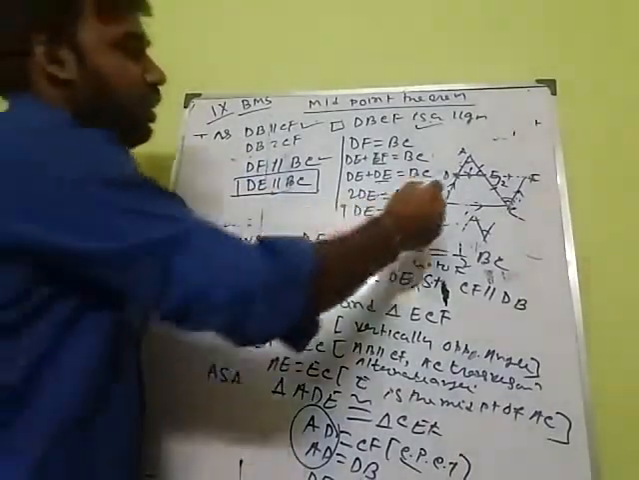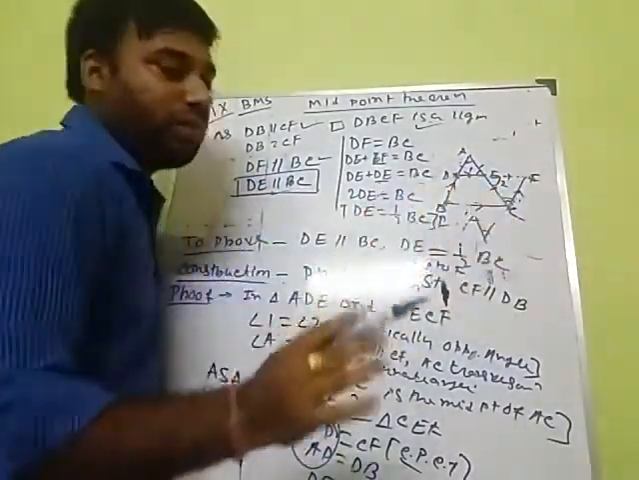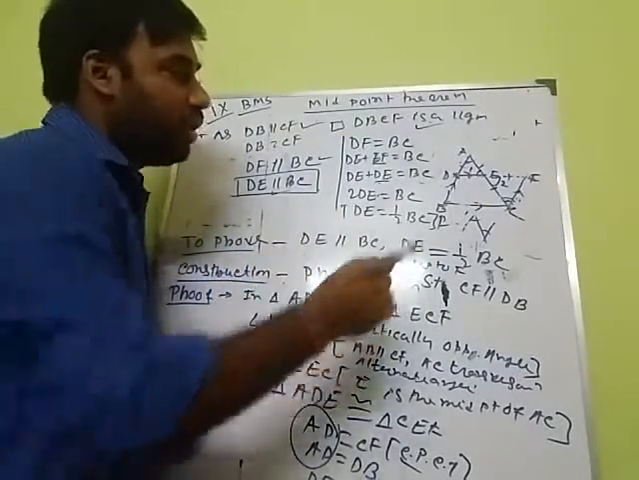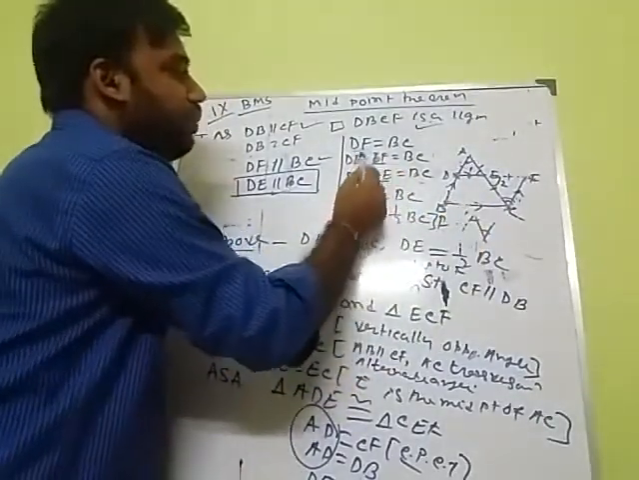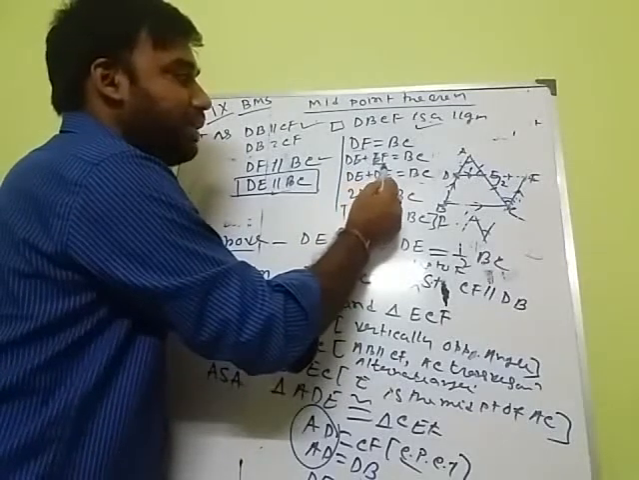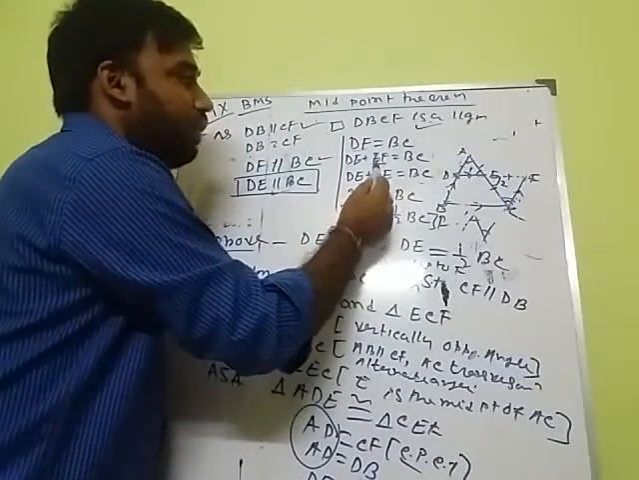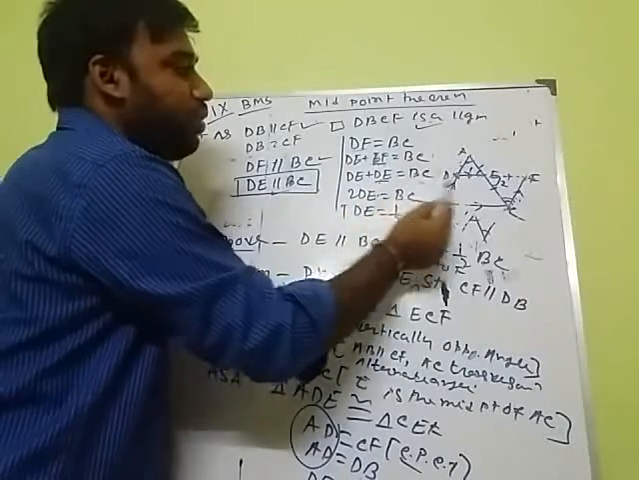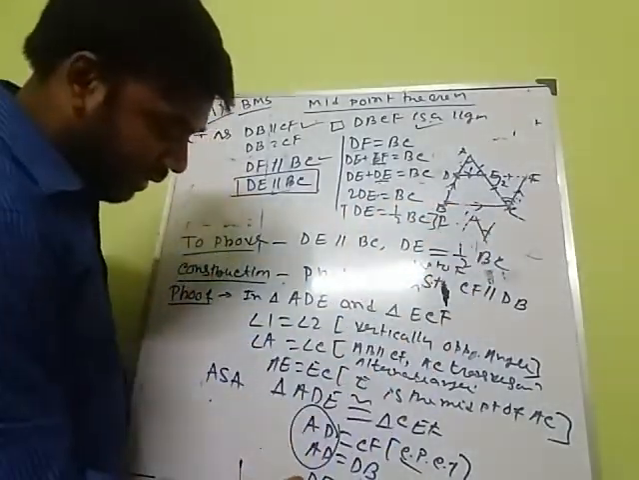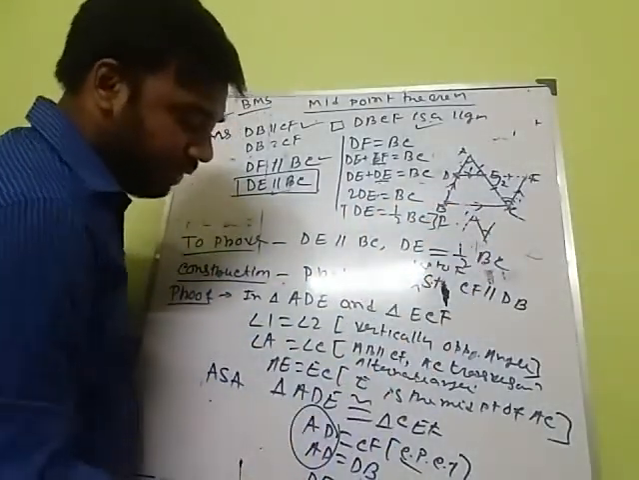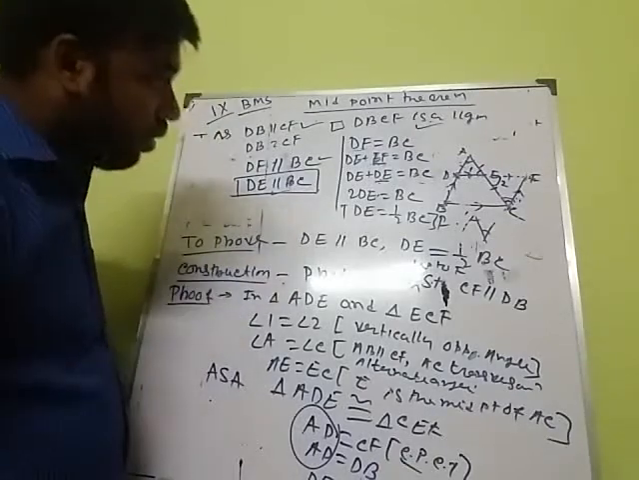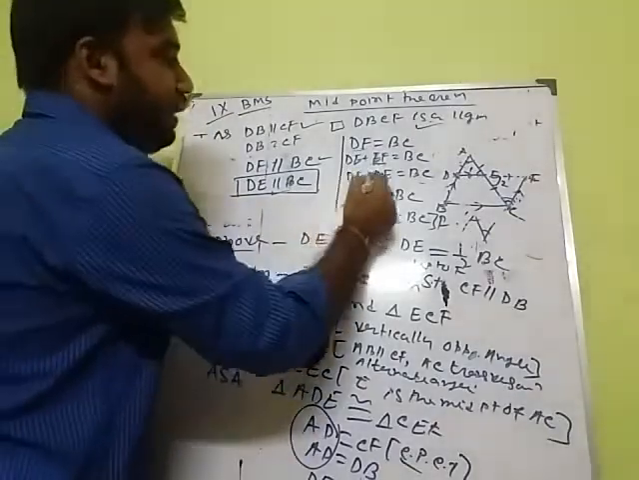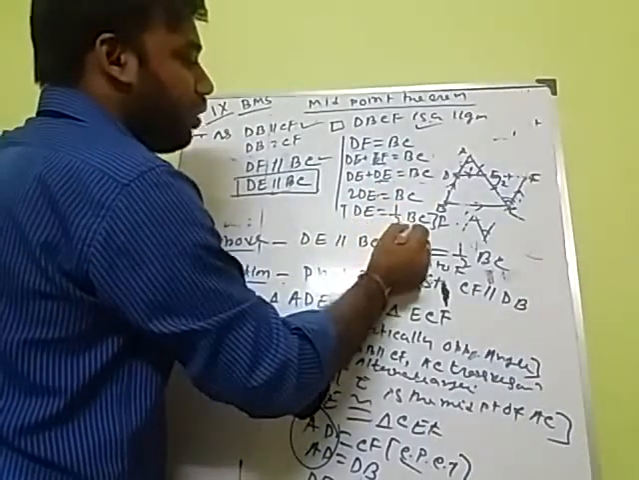Now, DBCF is a parallelogram, so opposite sides of a parallelogram are equal. Therefore BC equal to DF, and DF means DE plus EF. Okay, so in place of EF you can put DE because we have proved by CPCT rule that DE equal to EF. So DE plus DE equal to BC, and DE equal to half of BC.